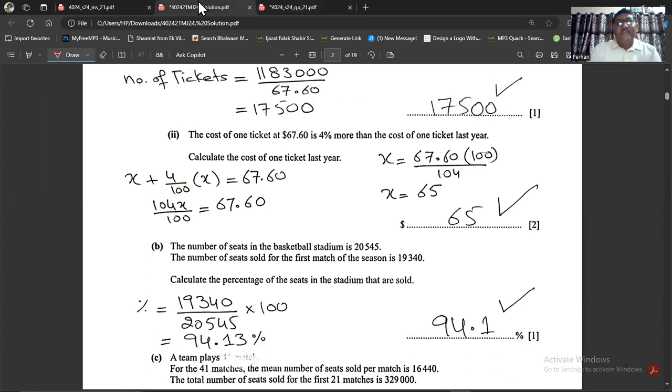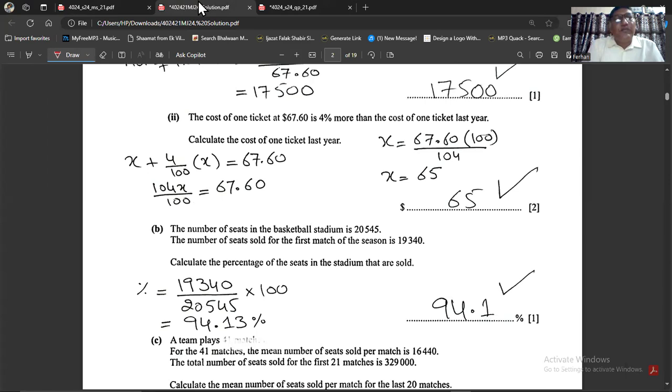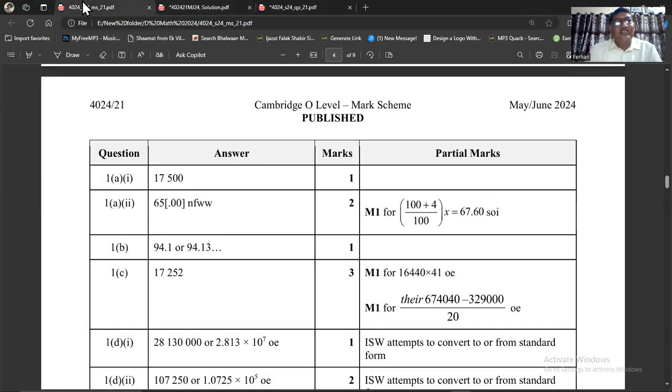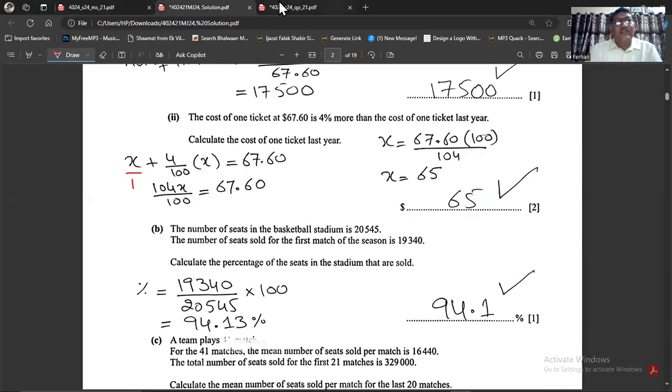So we will find that X value. This is called a reverse percentage. So X plus 4% of X is equal to 67.60. I will take the LCM here. So here you have X by 1, so 100 will be the LCM. 100X plus 4X divided by 100. So that will be 104X divided by 100, and that is equal to 67.60. So X will be equal to 67.60 multiplied by 100 divided by 104, and X will be equal to $65. So that means the price of the ticket last year was $65. Let's check. $65 is the right answer, sir. This is how this is done.